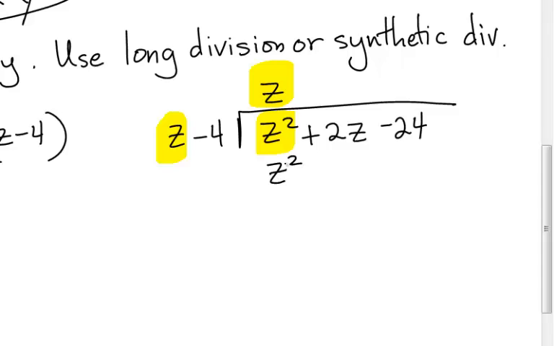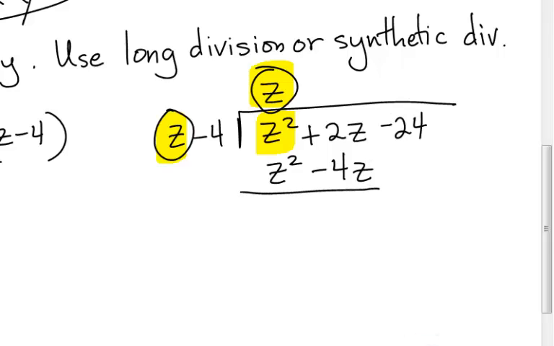You're going to take this times this and get z squared. Then you have to take the z times the negative 4 and get a negative 4z. So I'm multiplying this z times z is z squared. Z times negative 4 is negative 4z.